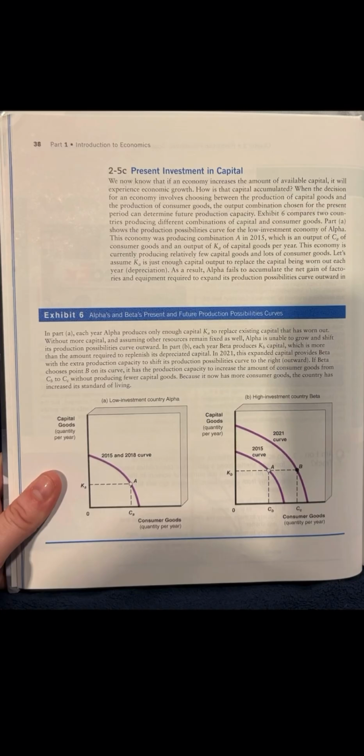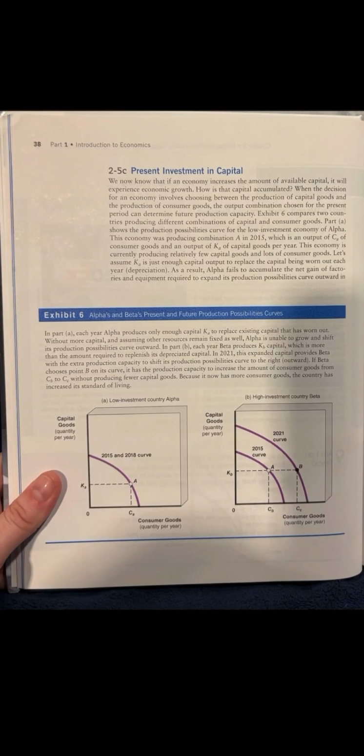2-5C. Present investment in capital. We now know that if an economy increases the amount of available capital, it will experience economic growth. How is that capital accumulated? When the decision for an economy involves choosing between the production of capital goods and production of consumer goods, the output combination chosen for the present period can determine the future production capacity.